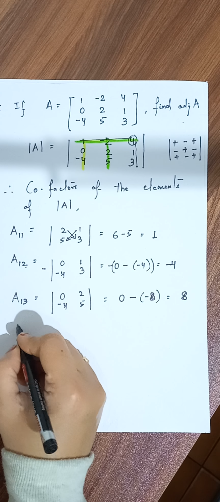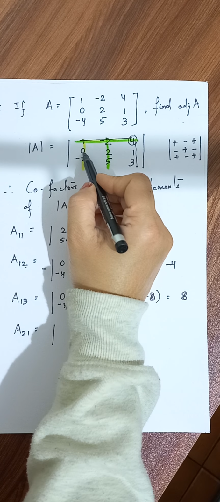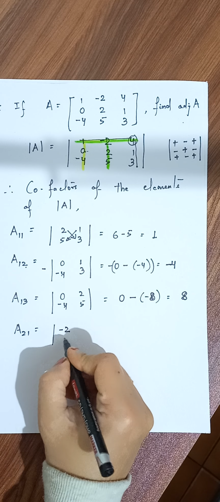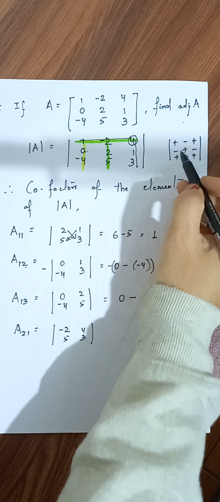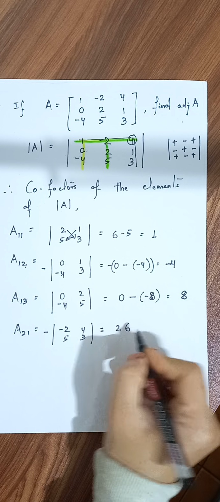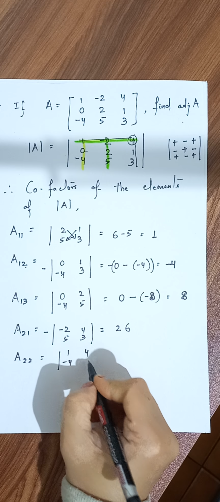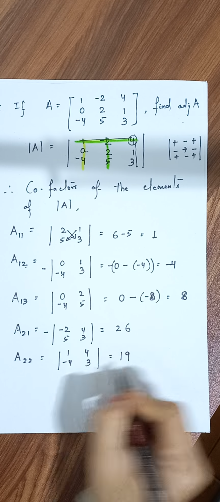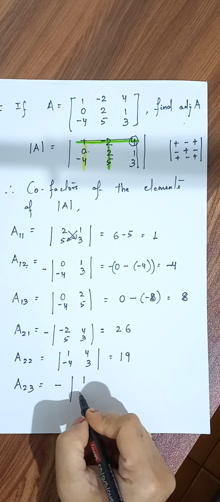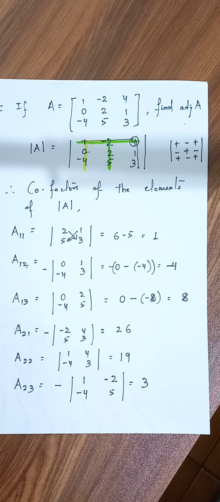Okay, now the A21 value means second row first element. So we are left with these 4 values. In a very similar fashion, you have to solve it. Okay, and you have to check the sign convention as per the rule. Then you come to the result. It will be 26. Now A22, it will be 1, -4, 4 and 3. So it is 19. A23, it is again minus as per the sign convention, and then the remaining values will be like this. And if you solve it, you will get the value 3 here.